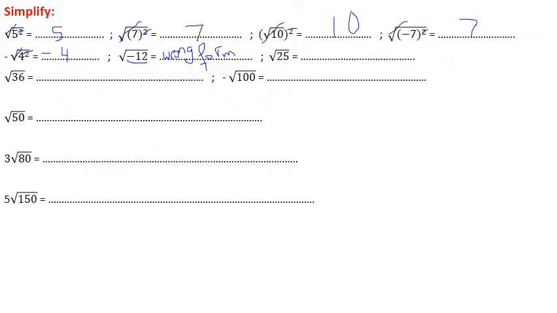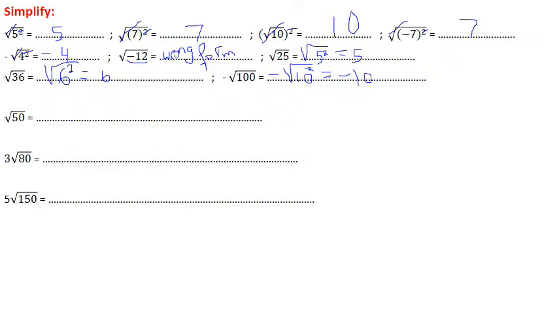Now radical 25, I ask, can we write 25 as a perfect square? Yes, it is 5 squared. Now the squared cancels the radical and I get 5. Can we write 36 as a perfect square? Yes, it is 6 squared. The squared cancels the radical and I get 6. Can we write, negative is outside, so it's kept outside. Can we write 100 as a perfect square? Yes, it is 10 squared. The squared cancels the radical and I get a negative 10.